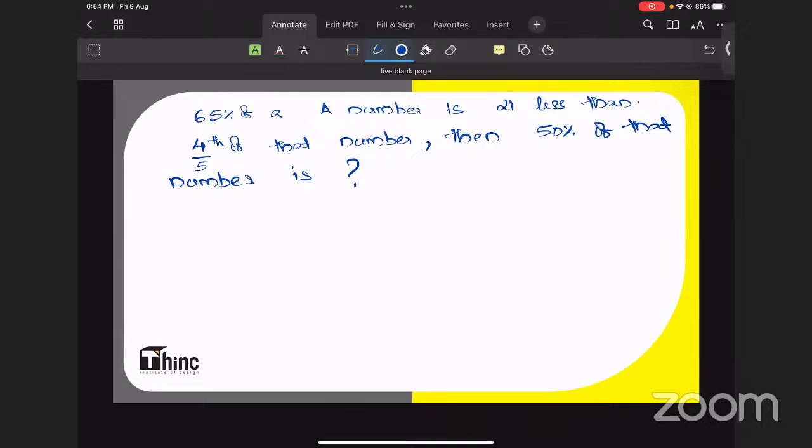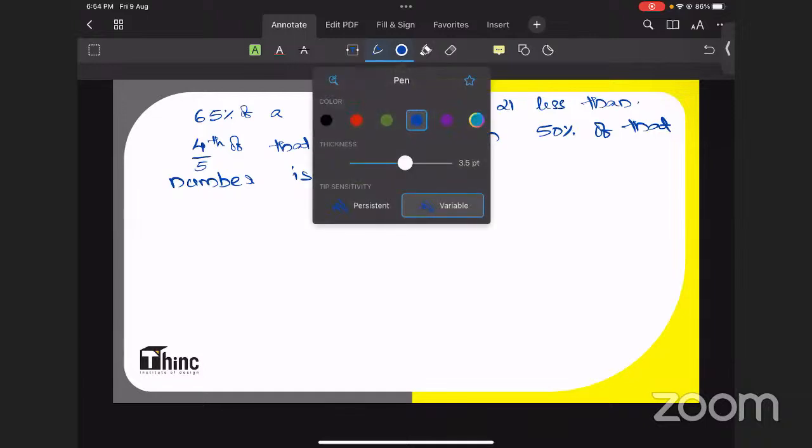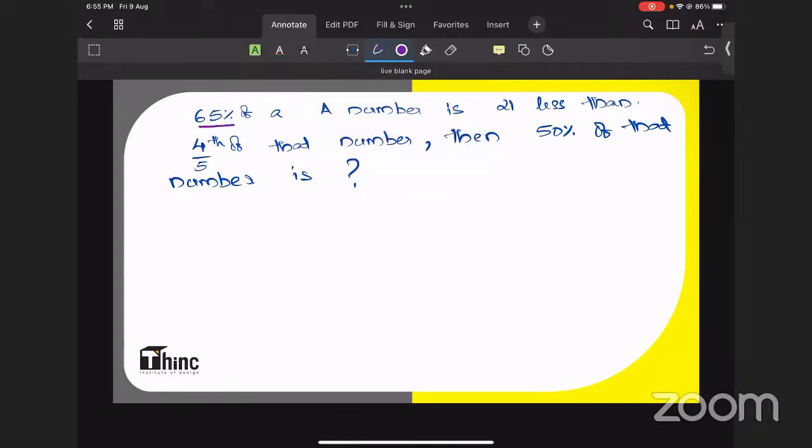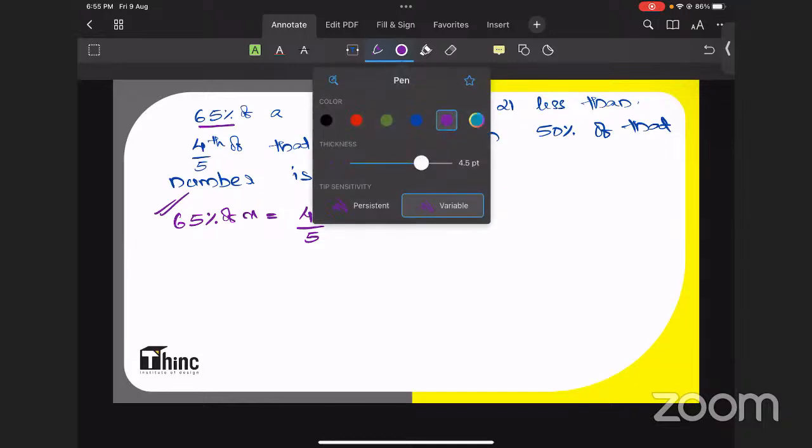So let's solve this. We can easily solve this. First of all, we need to write whatever is present in the question, that is, the algebraic way of expressing it. So 65% of x, we just took the number as x, equals 21 less than 4/5 of that number. This is the hint available with the question.